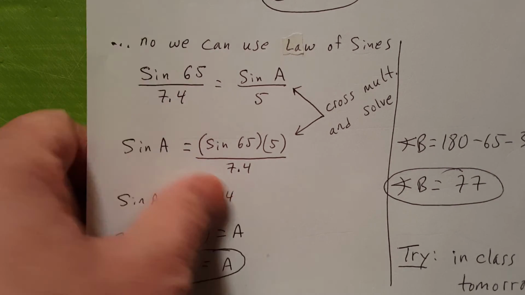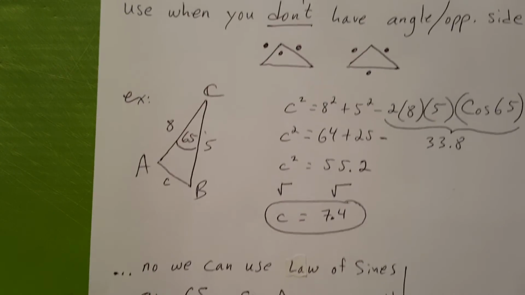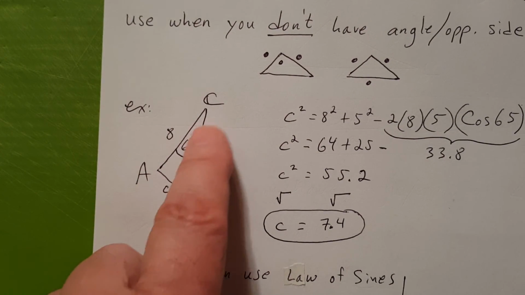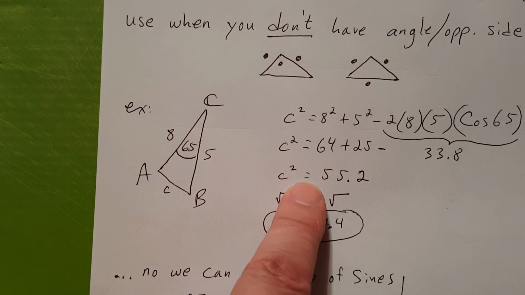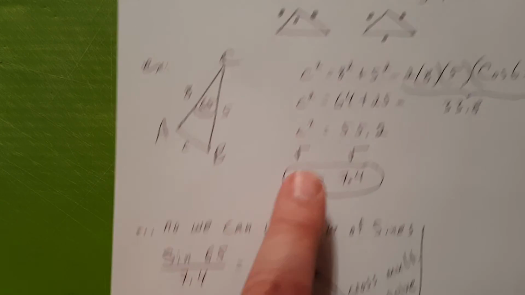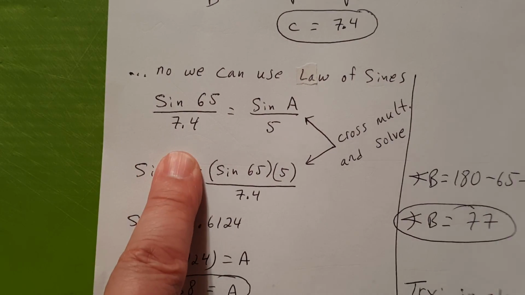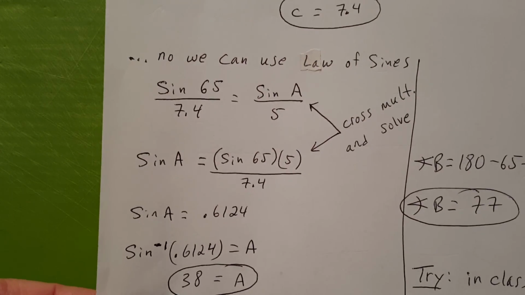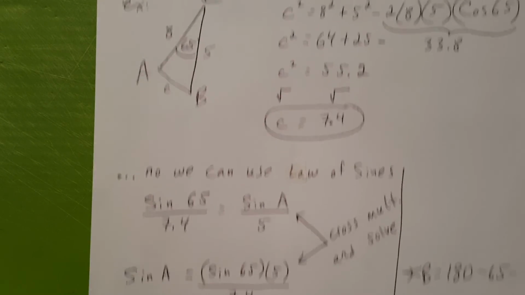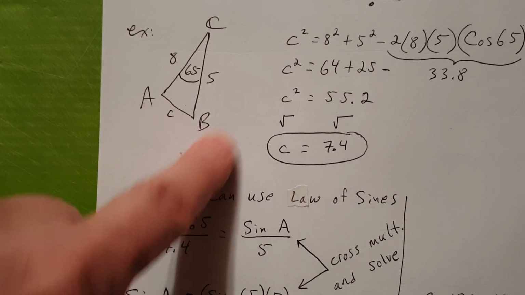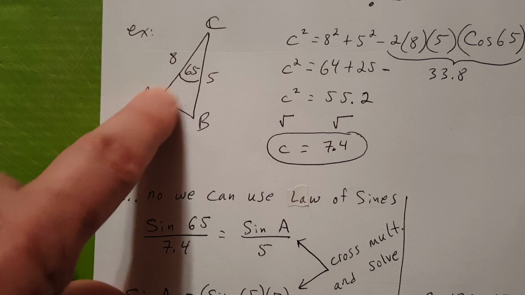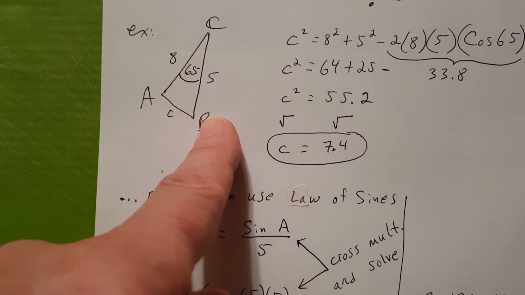So, whenever you get a problem, you look to see if you have a pair of angle and opposite. If you don't, you use the cosine law, and then you only use that once, and then you'll have enough information to use the sine law. Okay? Now, what did I get? I have little c, I have the other two sides, so I have all three sides. I have angle A and angle C. I just need angle B.